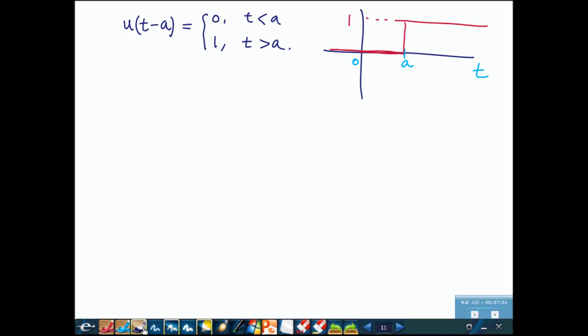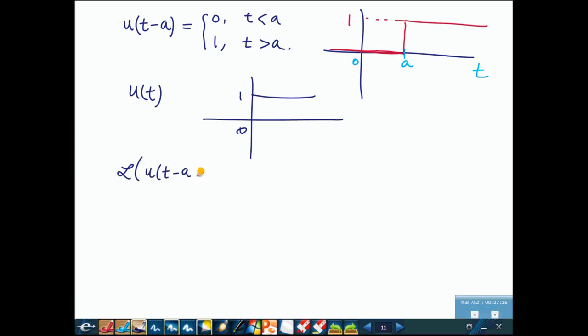So this is u of t. With a equal to 0, it's all 1. That's u of t. Now let's take the Laplace transform of u of t minus a, the unit step function shifted. This is the integral from 0 to infinity of e to the minus st times u of t minus a dt.